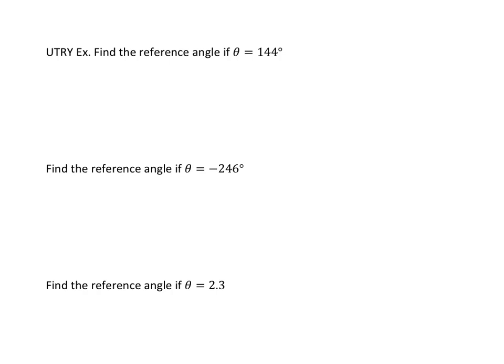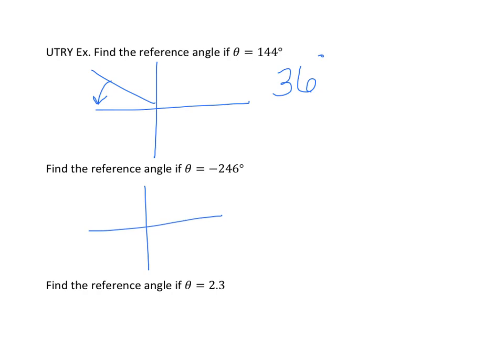Okay, try these. See if you can get them. Try all 3. Come back and check. Angle of 144 is going to fall into quadrant 2. How many degrees does it take to get to 180? 36 degrees. Negative 246. So negative, here's negative 180. So it's going to land somewhere in here. Now, what's the angle it makes with the x-axis? This one's a little different, but 66 degrees.